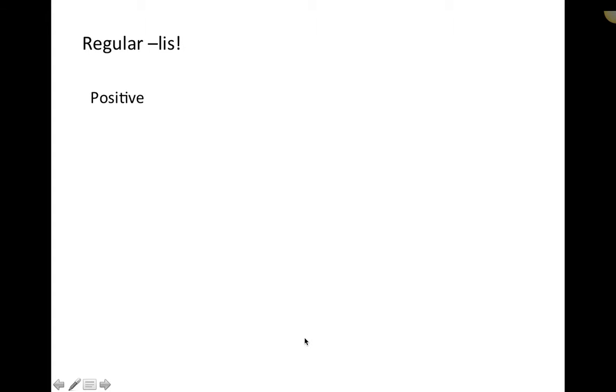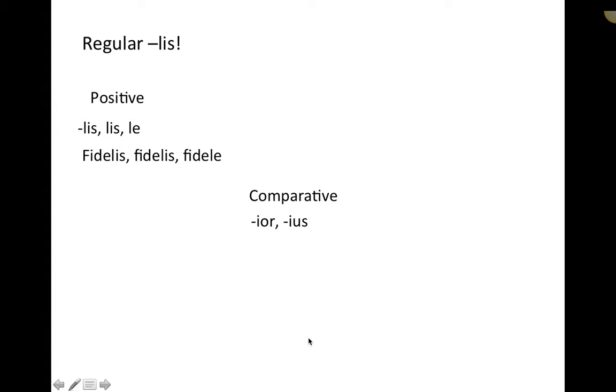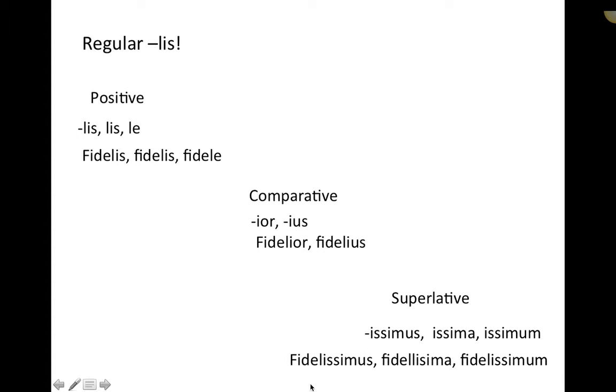Then you have regular -lis adjectives. So this is fidelis, fidelis, fidele, and then it becomes fidelior, fidelius, and superlative. Since this is regular, it still uses the -issimus, so it's fidelissimus, fidelissima, fidelissimum. So nothing too crazy. Oops, sorry, there's a typo there. There should not be a double L on this form. It should just be one L. Sorry about that typo. So just one L. Alright?